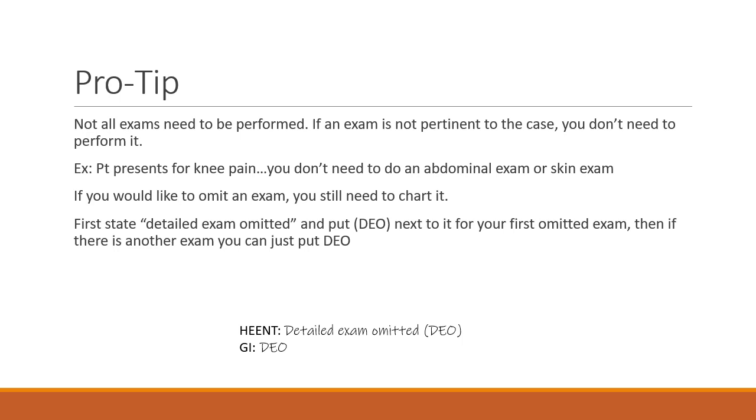The way that you need to document this is by writing detailed exam omitted, and in parentheses DEO. Do that for the first exam that you're omitting, just to spell out what's in the parentheses. Otherwise, what does DEO mean? We don't know. So first spell it out, detailed exam omitted, in parentheses DEO, and then for the next exam that you omit, often there's more than one, you can just put DEO in that area, and that tells us that you've omitted that exam.